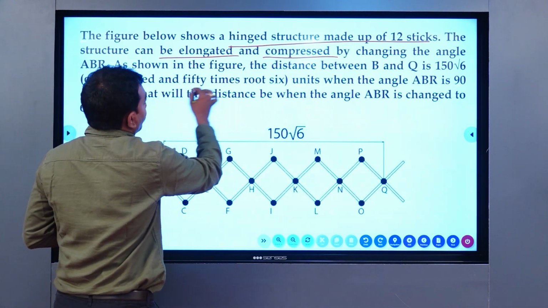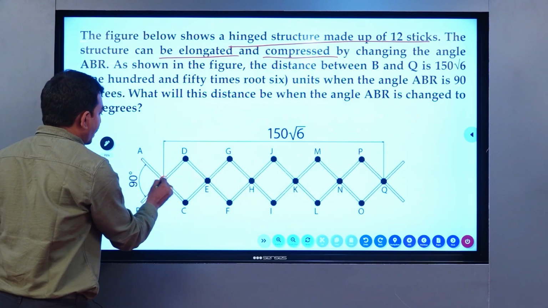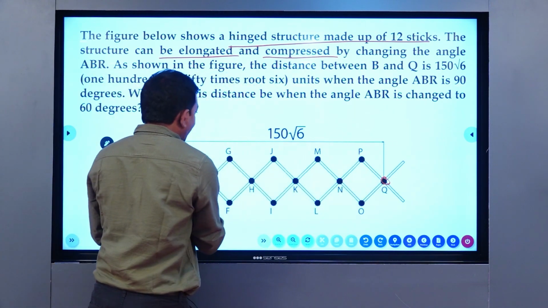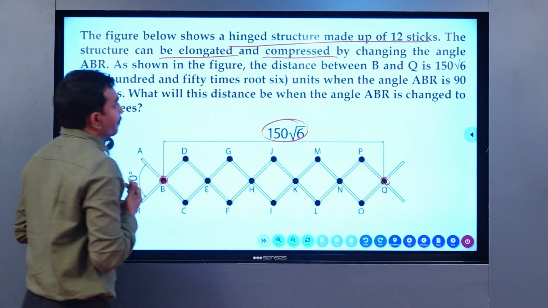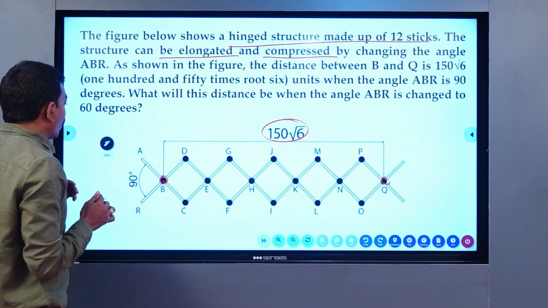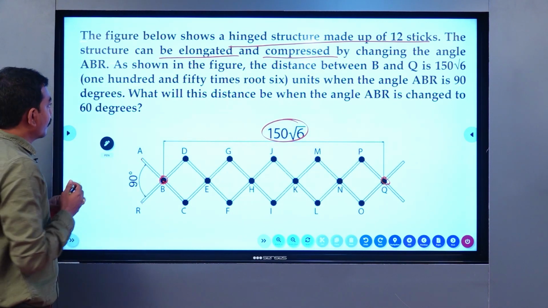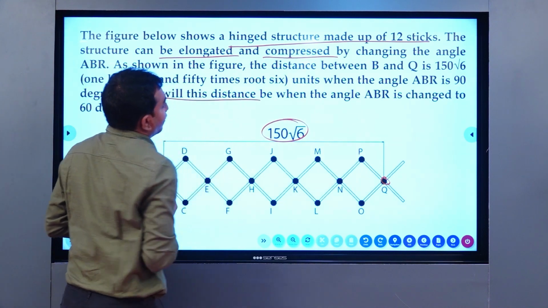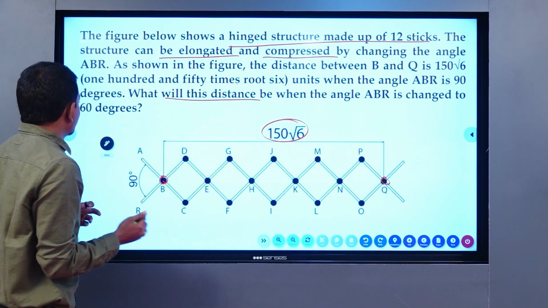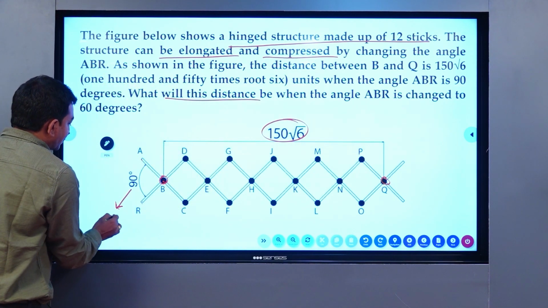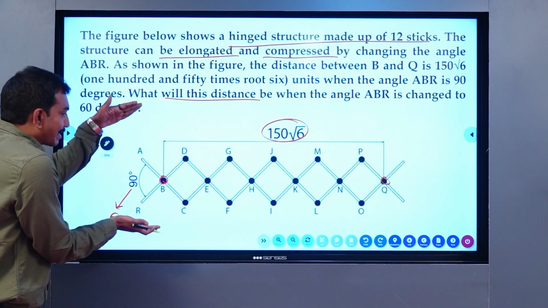As shown in the figure, the distance between B and Q, this total length, is 150 root 6 when the angle ABR is 90 degrees. What will this distance be when the angle ABR changes to 60 degrees? So when this angle becomes 60, you are compressing actually.